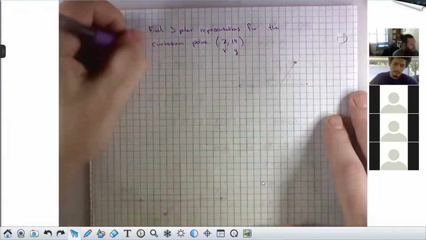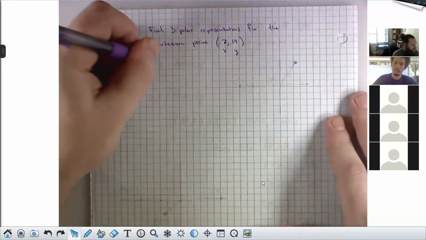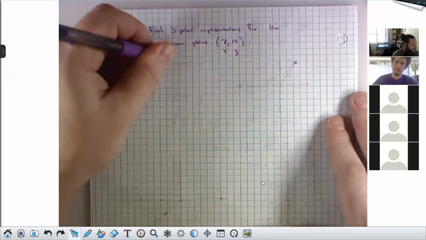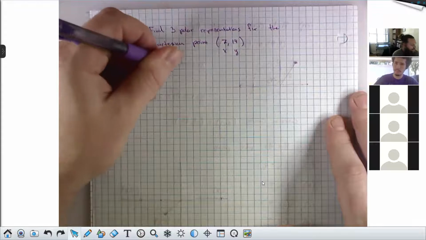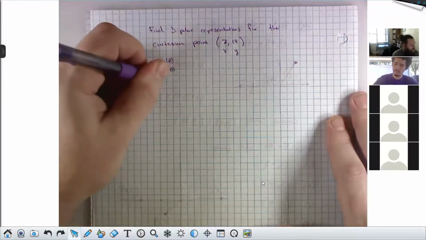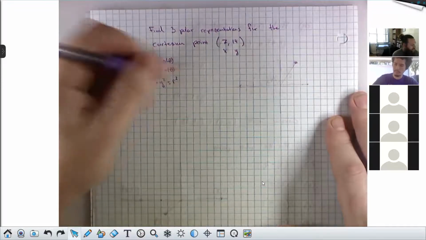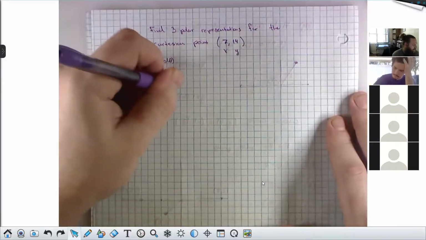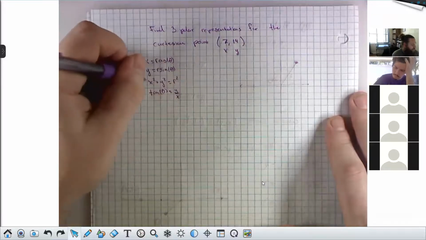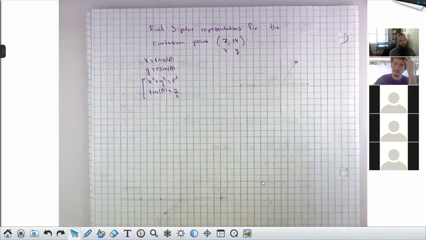I need to use that key. I know that X is R cos theta. Y is R sine theta. X squared plus Y squared is equal to R squared. And the tangent of theta is equal to Y over X. It's these bottom two that are going to be useful here. Because we have the Cartesian coordinates, we want the polar coordinates. So I want R and theta, and those are the easiest ones to solve for R and theta.